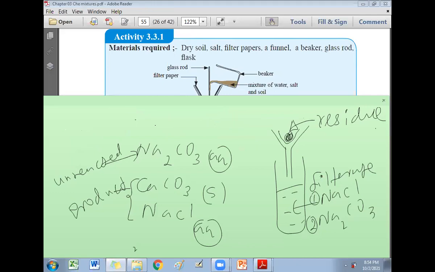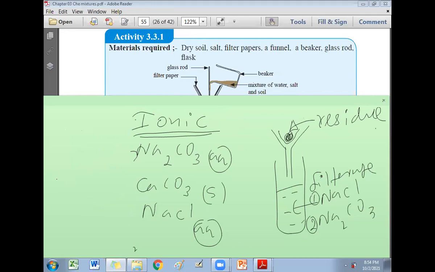Now, all three are ionic compounds. What are the soluble ionic compounds here? Sodium carbonate and sodium chloride are soluble in water, right? This is soluble, this is soluble, this is insoluble. That is why it is a precipitate.